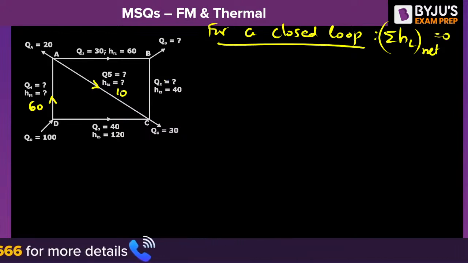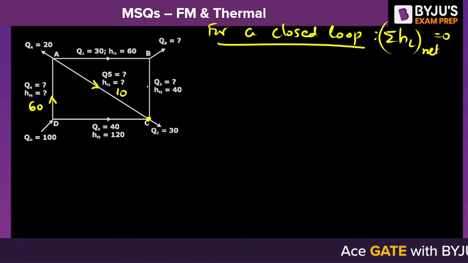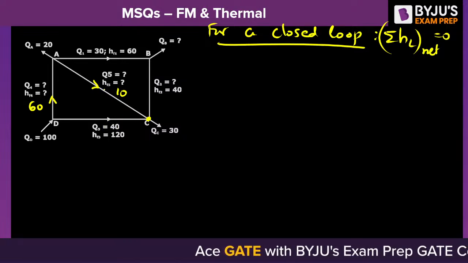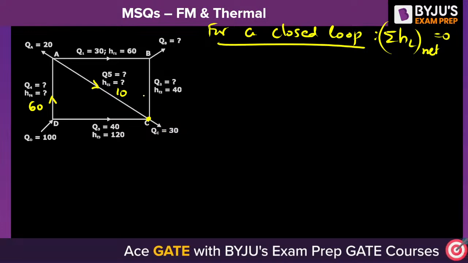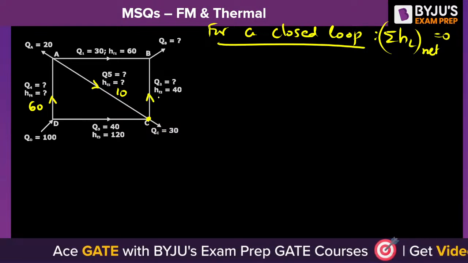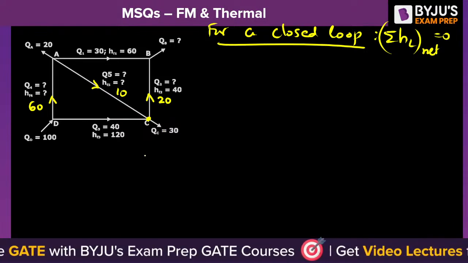Can we find out the flow rate in Q2? 10 is entering, 40 is entering, 10 plus 40 is 50, 30 is leaving, and the remaining 20 will be leaving from here. Isn't it?